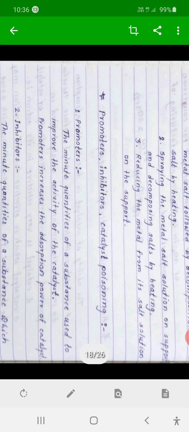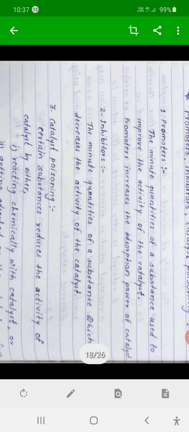Then the method for applying that coating of catalyst is similar to applying a color coating inside the wall of a pipe, the neutral support. Then, what are promoters, inhibitors, and catalytic poisoning?